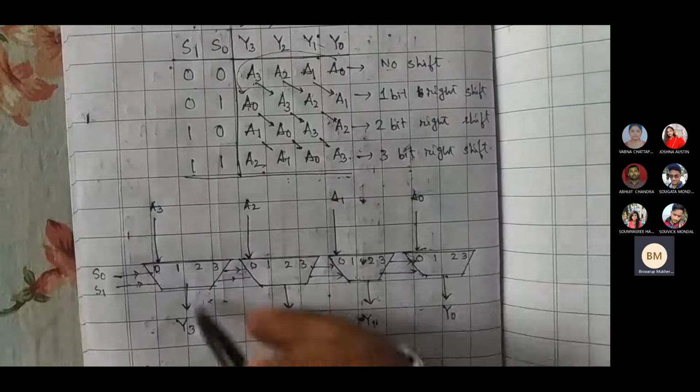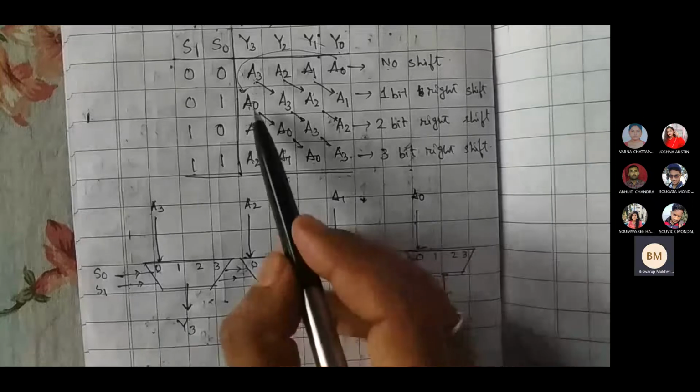Okay, now if it is 0 0, fine, so A3 will come out, A2 will come out, A1 will come out, A0 will come out, as it is. If it is 0 1, that means this value is 0, this value is 1.